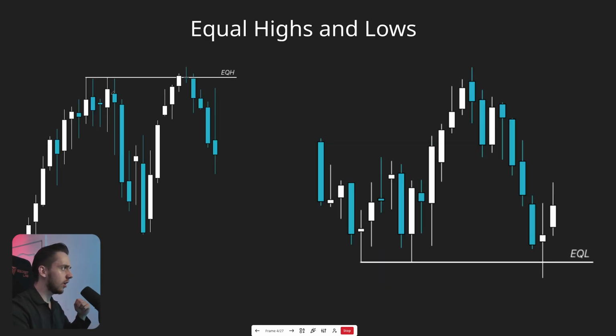Equal highs and equal lows. Again, like I told you, some discretion. You can see that this candle and this candle right here didn't really touch the previous high, but I consider all of these highs right here to be equal highs. Same thing right here, where it's really clean. You can see these two lows touch the line, and these will be your equal lows.